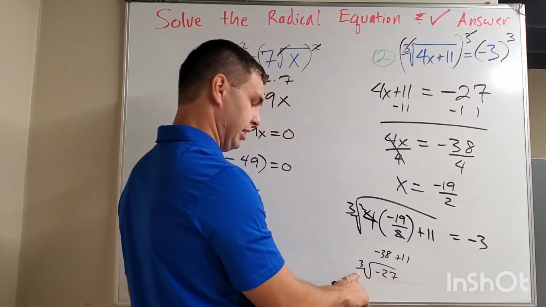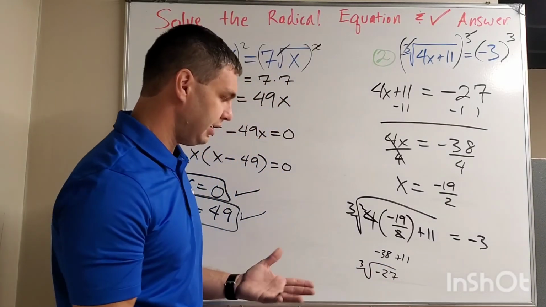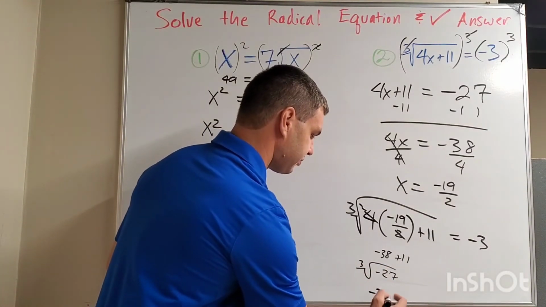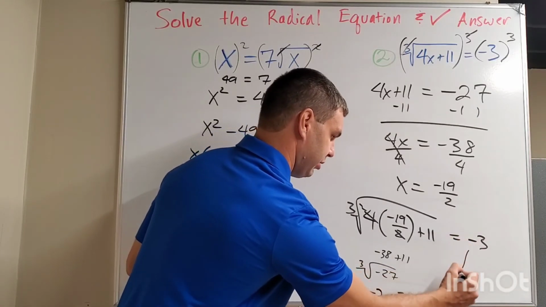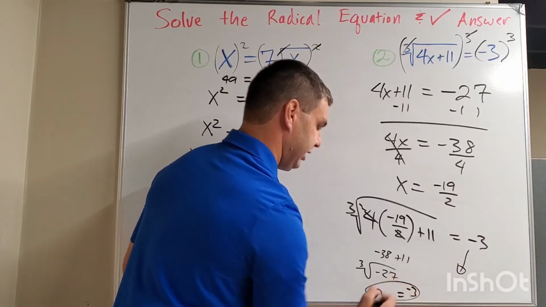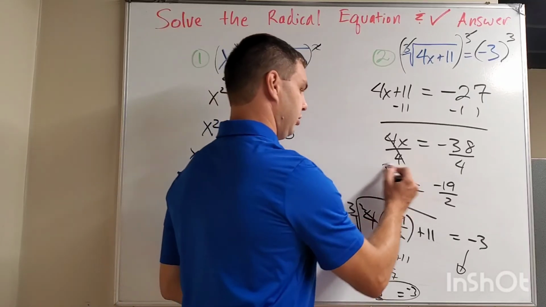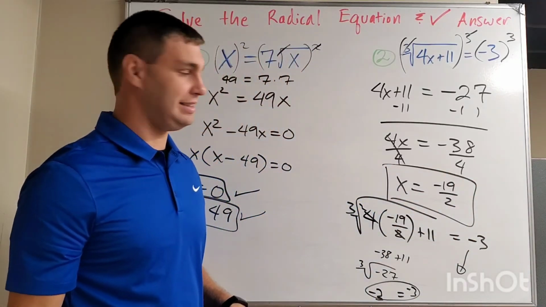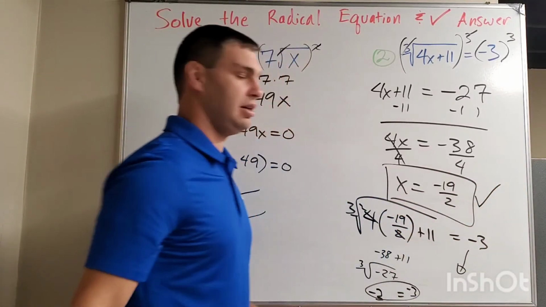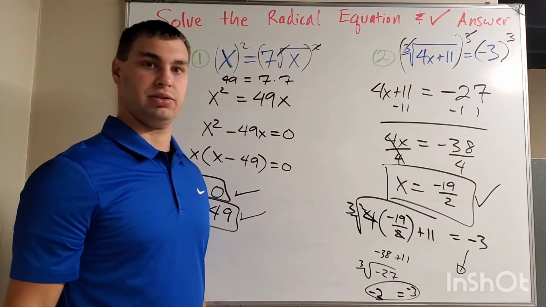And yes, we know that the cube root of negative 27 is in fact negative 3. And so that does equal the other side if I bring that all the way down. Negative 3 equals negative 3. So x equals negative 19 halves is a solution that works. Again, no extraneous solutions in this problem.